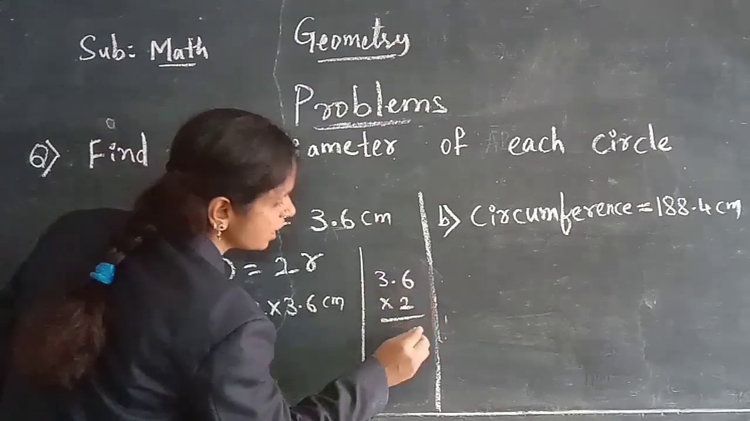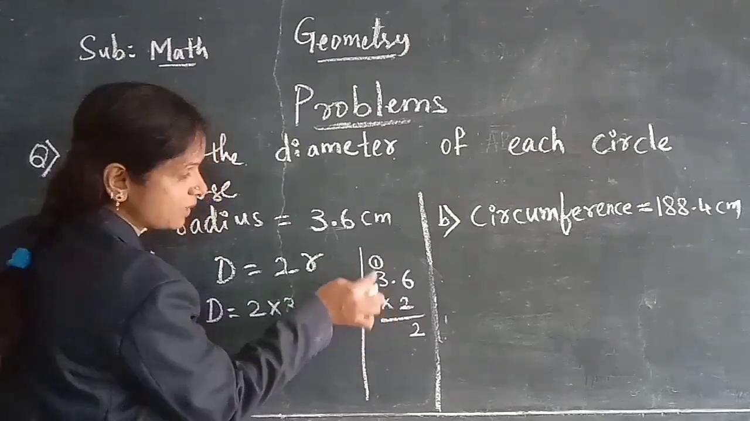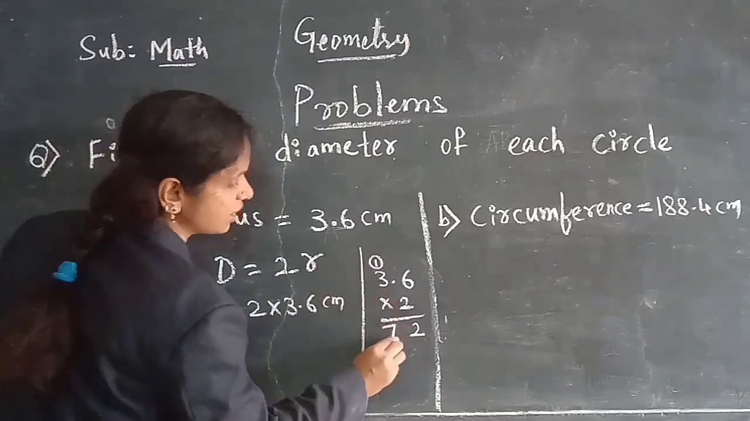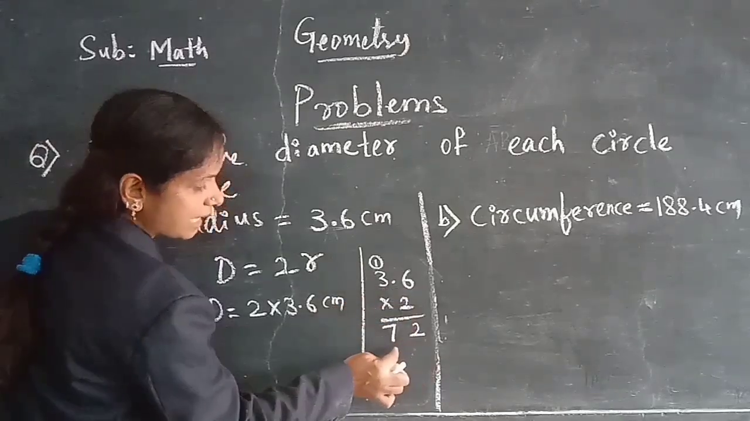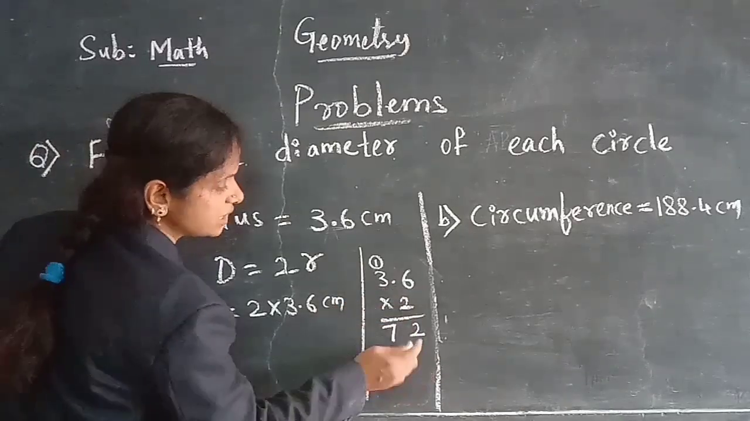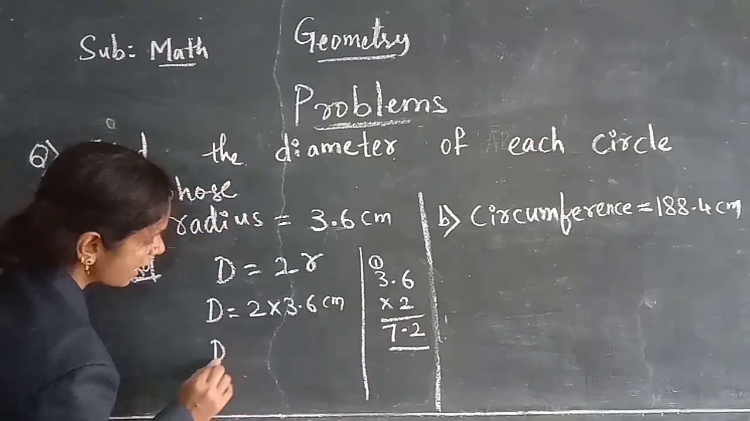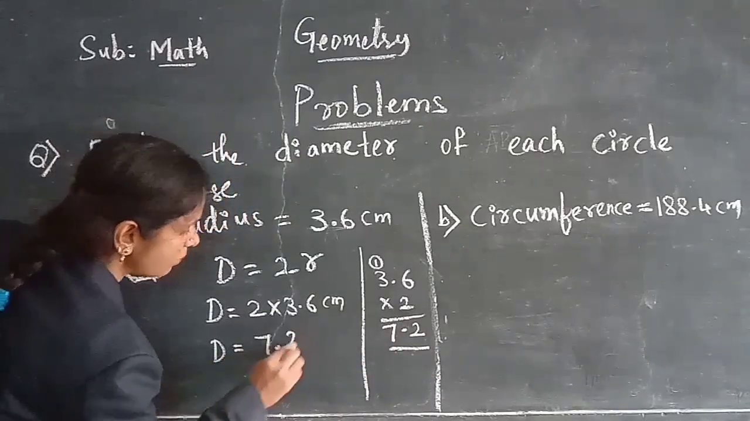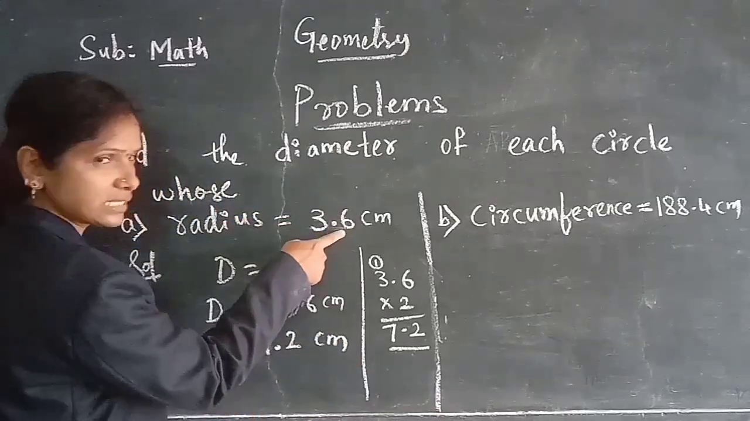So 2 6s are 12, 1 carry, 2 3s are 6, 6 plus 1 is 7. So 7 here I am writing, and 1 digit before the point. So in the answer also we need to keep 1 digit before the point, nothing but 7.2 centimeters. So the diameter value is 7.2 centimeters when the radius is given as 3.6 centimeters.